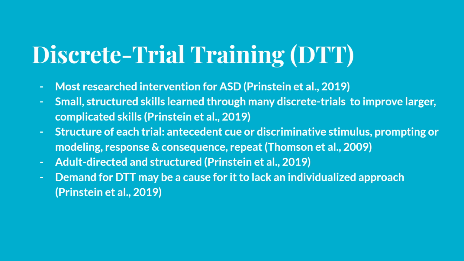Prinstein et al. 2019 also proposes modeling to prompt the child, such as the clinician performing the desired reaction, as opposed to them grabbing the child's hand and guiding it. They would just perform out themselves doing the task. The next step is waiting for the child's response, and then the clinician delivers a consequence based on the response. The consequence for the child performing the desired response is positive reinforcement, like receiving a piece of candy. Whether the child performs the desired response or not, you move on to the next discrete trial.